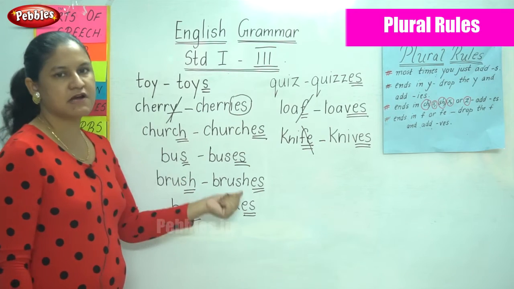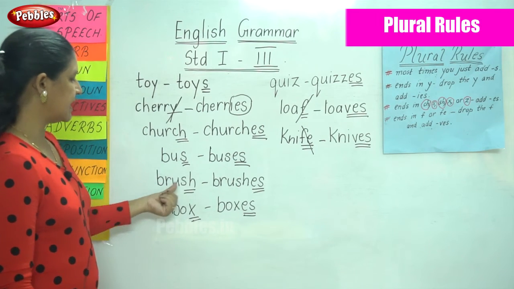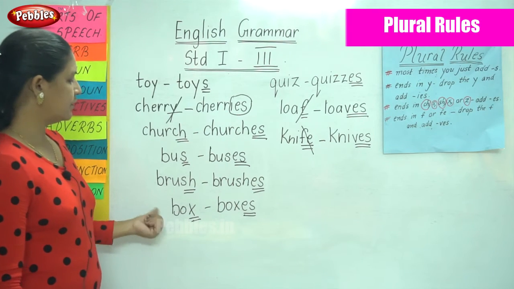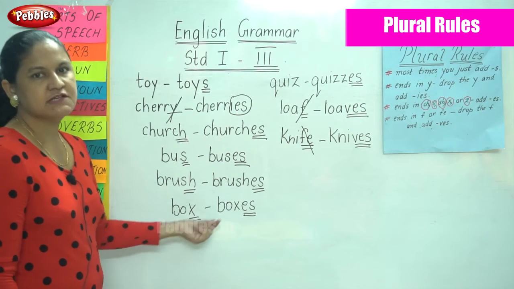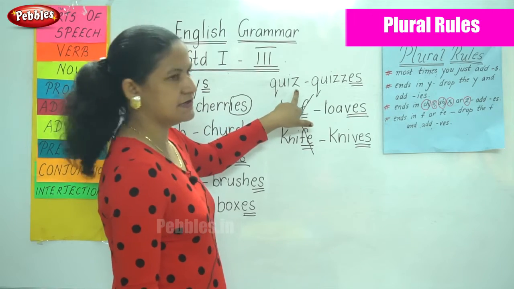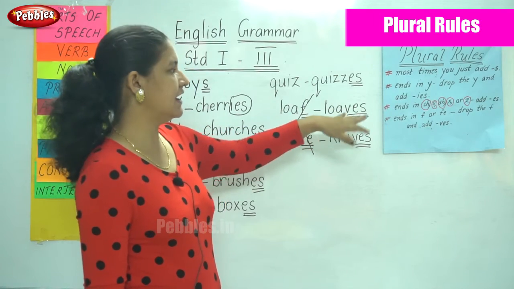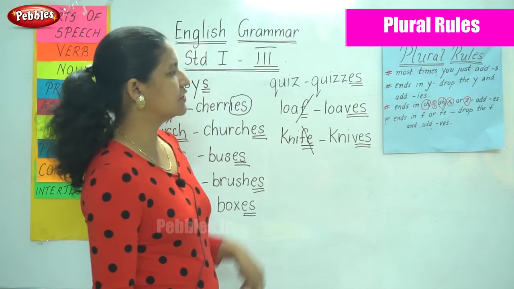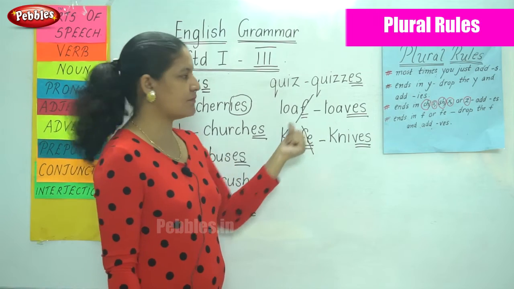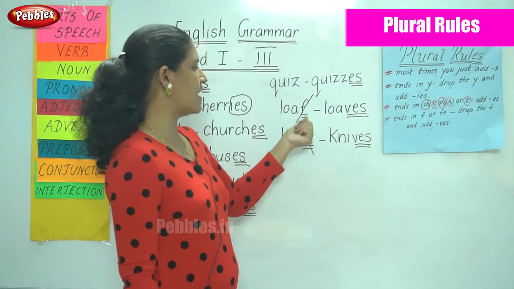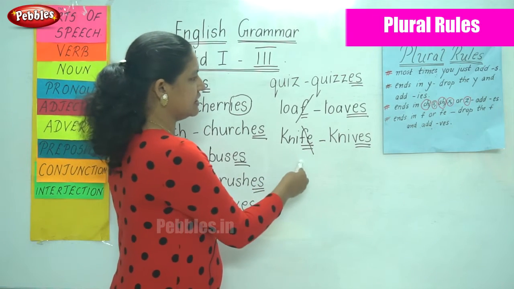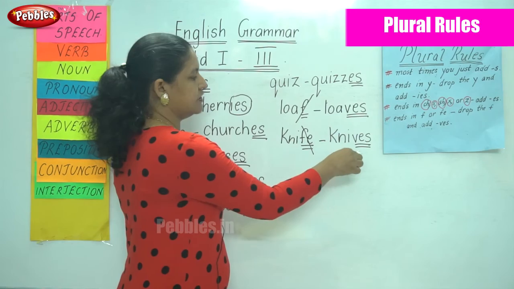When a word ends in S, I add ES. Example, bus, buses. When a word ends in SH, brush, I add ES, brushes. When a word ends in X, box, I add ES, boxes. When a word ends in Z, I add another Z, ES. So this is our third rule. And the fourth rule is when a word ends in F, I drop the F and I add VES. So one loaf, many loaves. And when a word ends in FE, I drop the FE and I add VES.